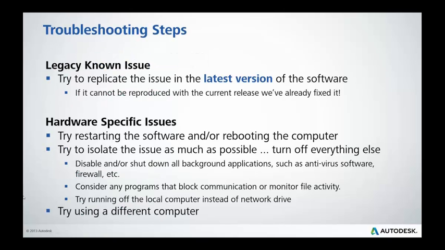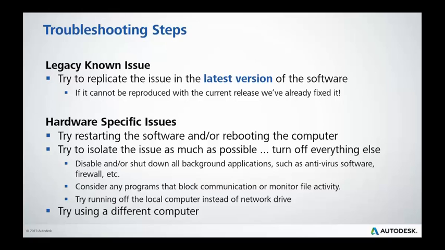So next we'll just touch on some quick troubleshooting steps. So here we have legacy known issues. If you're trying to reproduce an issue in the latest version of the software, an example of this would be if you have a documented workflow and it isn't working. If you're using several releases back or even one release back, but you're not able to reproduce it in the newest version, then chances are that it's already been fixed.